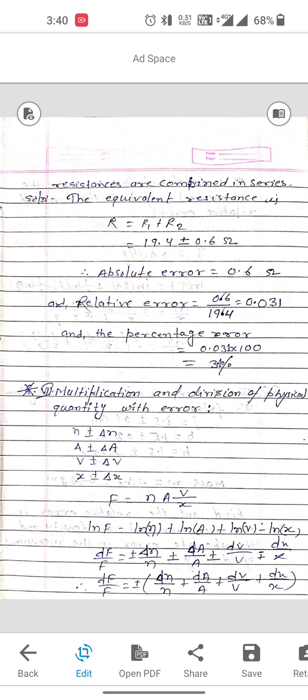Multiplication and division of physical quantities with error. Let n plus minus delta n, a plus minus delta a, b plus minus delta b, x plus minus delta x. F equals n a p b by x. Now taking log: ln f equals ln n plus ln a plus ln b minus ln x.